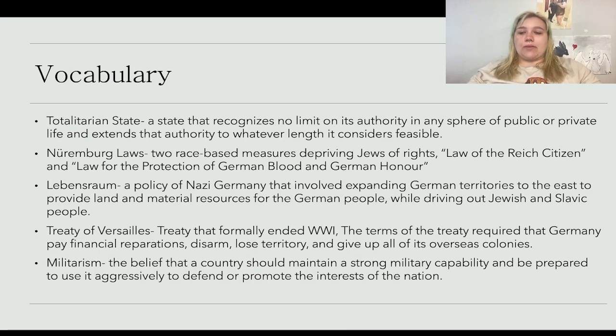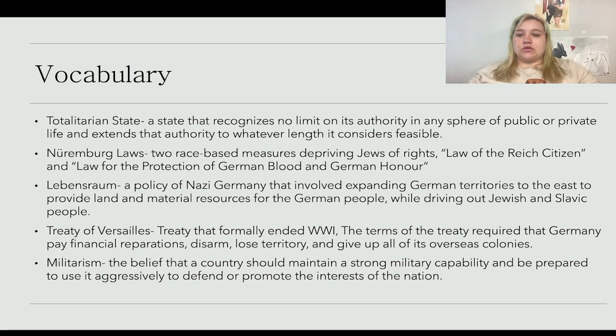Let's go through some vocabulary. So our first vocabulary word is totalitarian state. A state that recognizes no limit on its authority in any sphere of public or private life and extends that authority to whatever length it considers feasible.